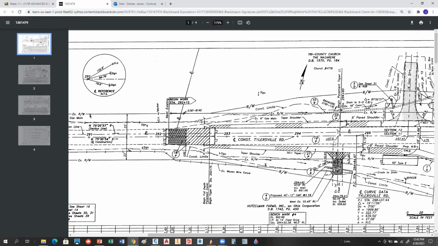Now notice this one here that it says plus 37.5. Do you know what that's indicating? That would be plus 37.5 off of the 294. Correct. So that's actually telling you that it's at station 294 plus 37.5. But again, they just do it that way because it's easier to write with all that other information on it.